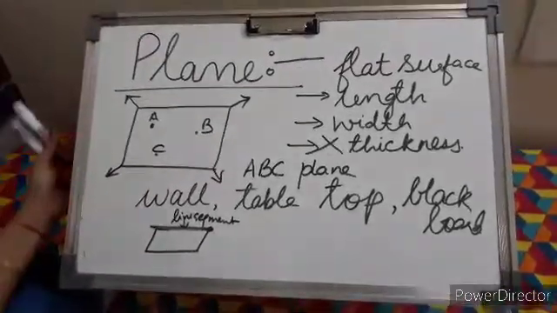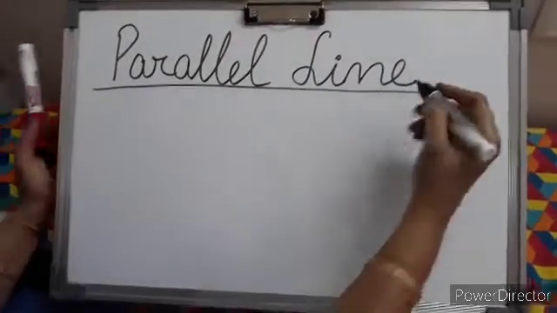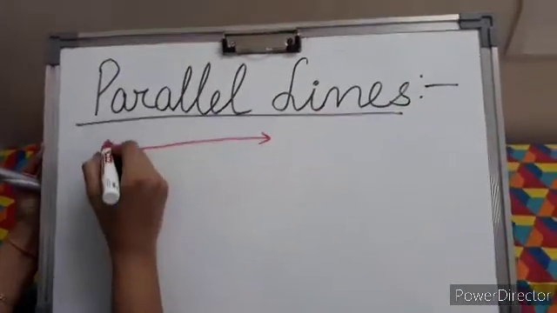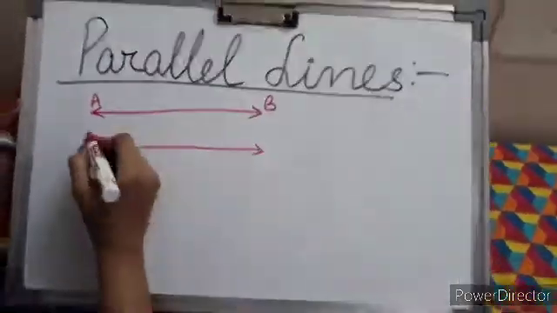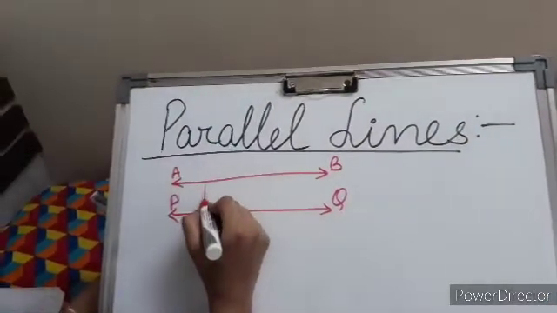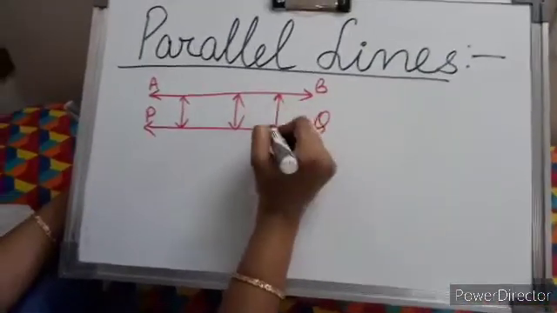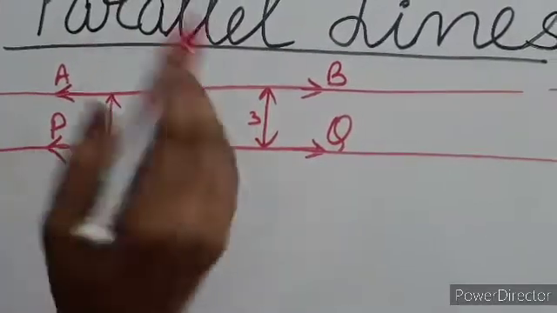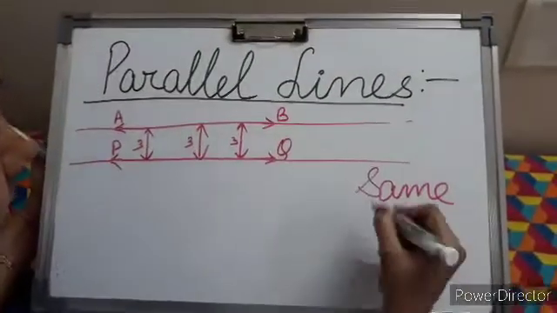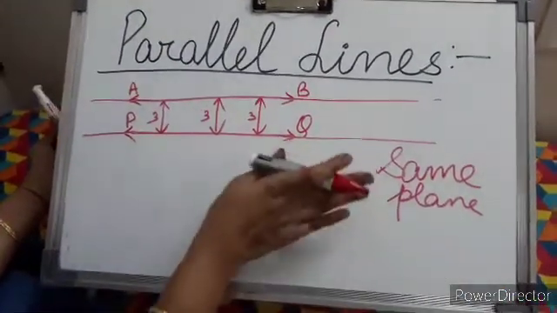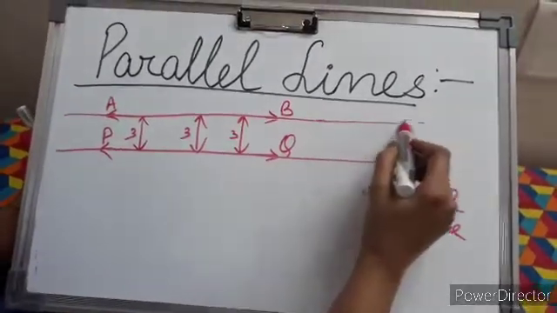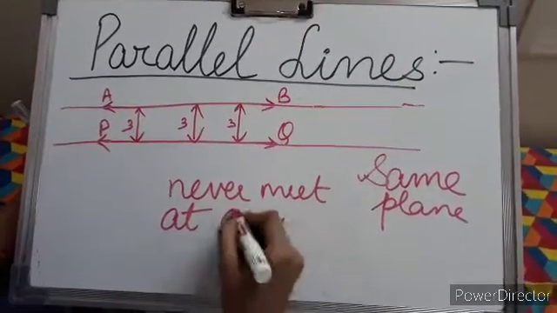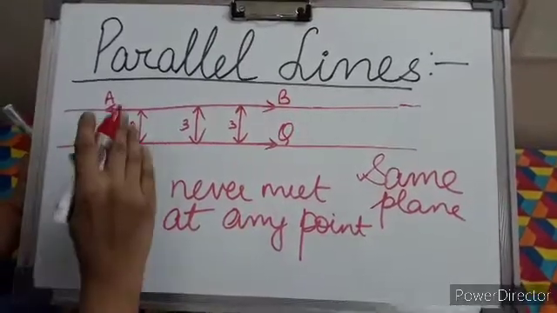Coming to the next term, parallel lines. What are parallel lines? Suppose there are two straight lines, AB and PQ. If the distance between the two is the same, say 3 centimeters everywhere, then even if the lines go on extending on either side, both lines lie in the same plane. This is very important. Both parallel lines lie in the same plane, and when extended they never meet at any point.